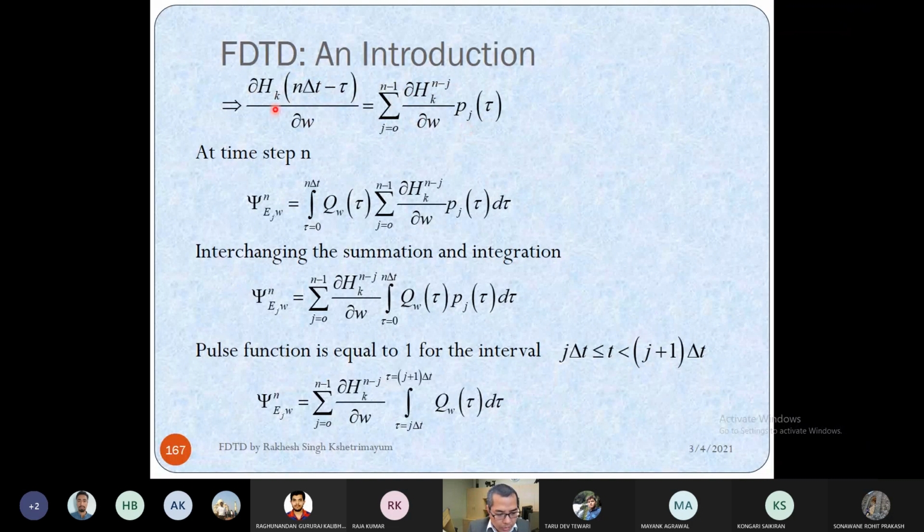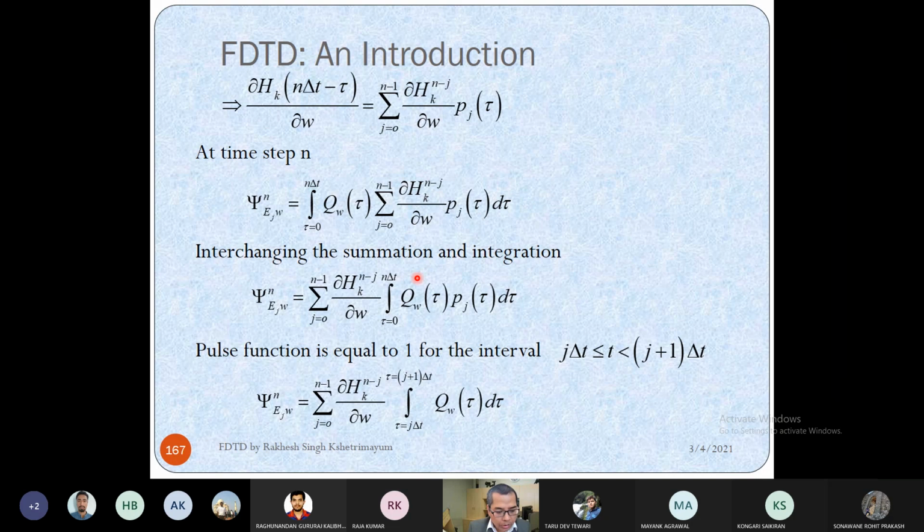So let us plug in this value in the expression we have for the convolution. The convolution was tau going from 0 to n delta t, and you have the q function, the q w component of tau. Then you have the second function, which we have already got after flipping and shifting as summation j going from 0 to n minus 1, del sk(n minus j) over del omega, pj(tau) d tau. And this integration and this summation, you can interchange. So let us take the summation outside the integration and just do the integration of those terms which are dependent on tau. The tau dependent terms are this one and this one. This term is independent of tau, so you can take it outside.